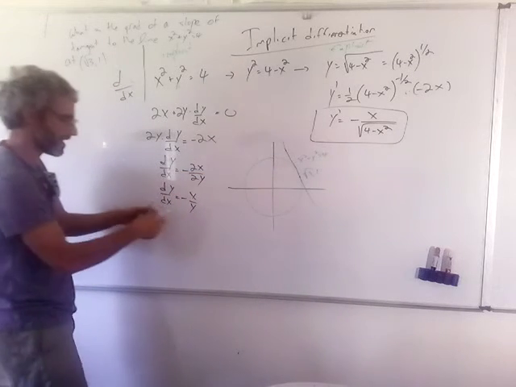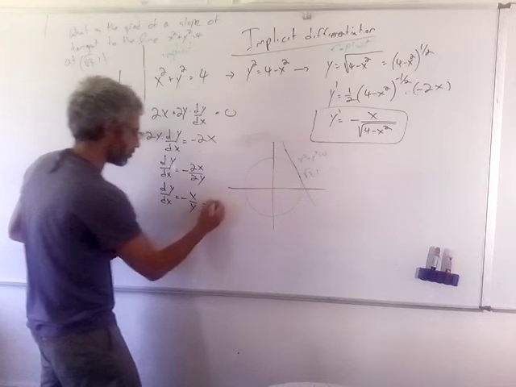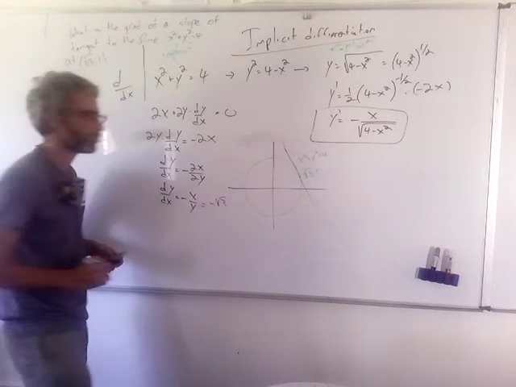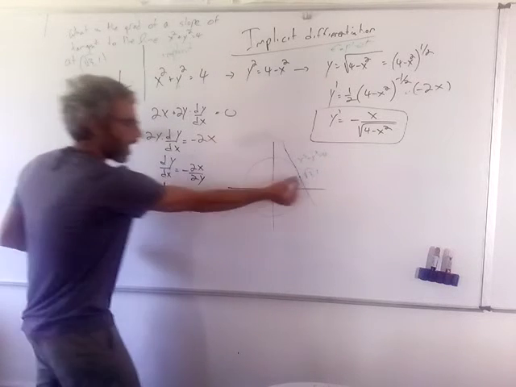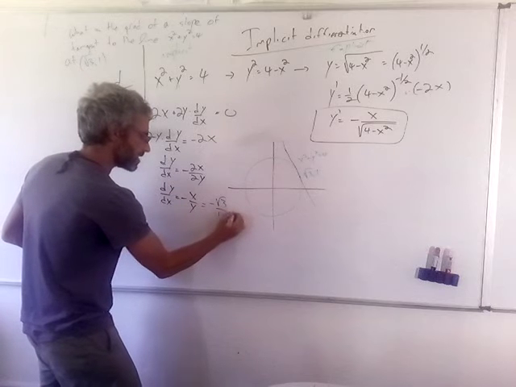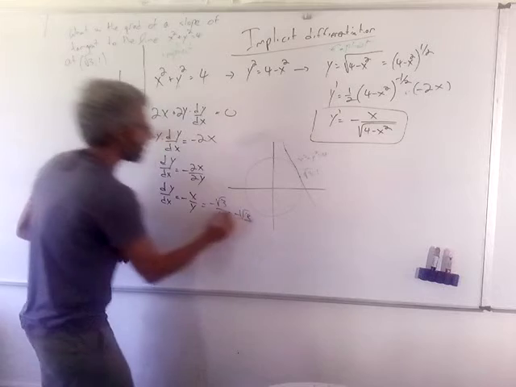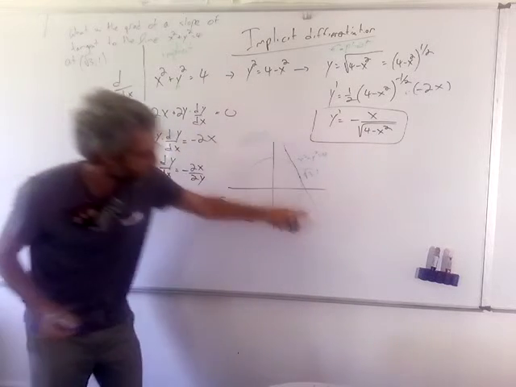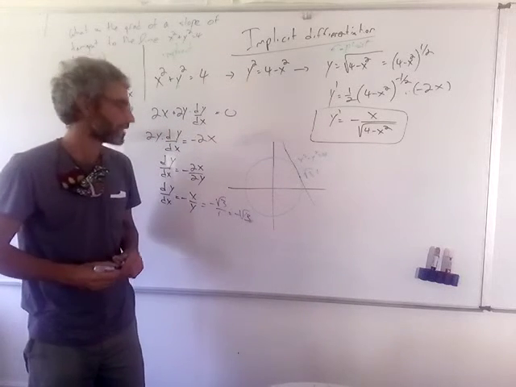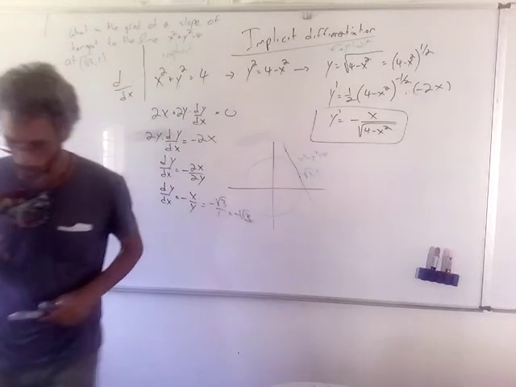So what is the x? The x is square root 3. What is the y? The y is 1. So I get minus square root 3. So I know, with very little work here, that the gradient here is minus square root 3.